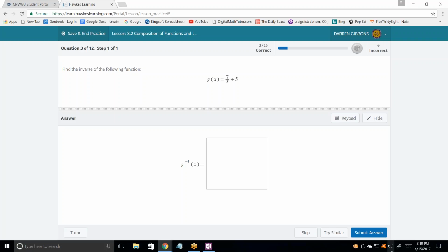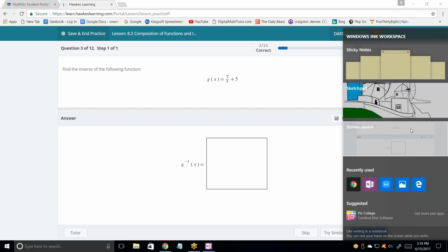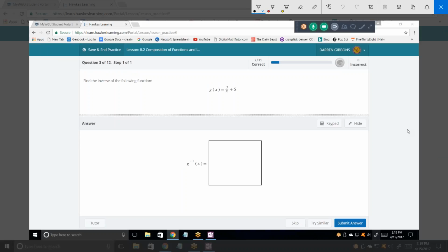These, if you haven't done a lot of these, can be a little challenging, especially the algebra part, when the variable is in the denominator. Although we did one just like this. So let's find the inverse. What's the first thing I should do? Switch the variable. What's the first thing I should write? Y equals 7 over x plus 5. Now, I didn't switch the variables yet. So this is the first step, is turn g of x into y.